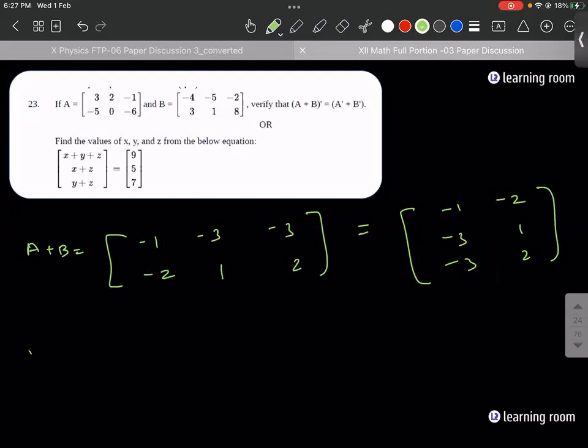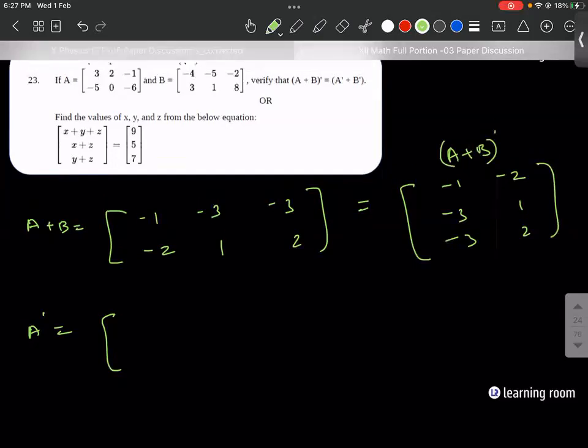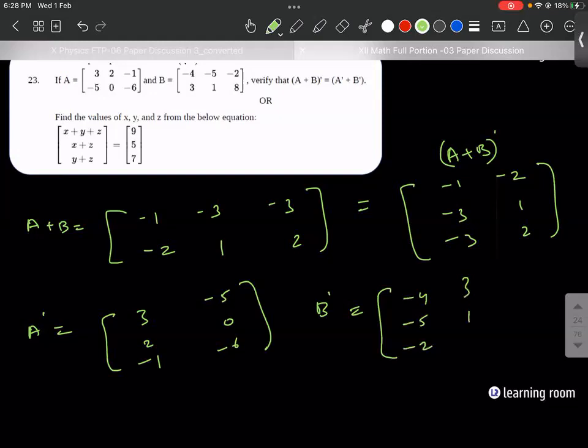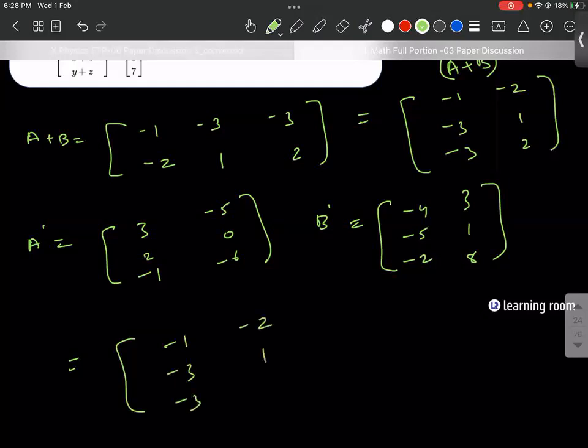What about A transpose plus B transpose? A transpose plus B transpose is equal to (A plus B) transpose. A transpose is 3, 2, minus 1, minus 5, 0, minus 6. B transpose is equal to minus 4, minus 5, minus 2, 3, 1, 8. So if I add both, what will I get? Minus 1, minus 3, minus 3, minus 2, 1, 2.